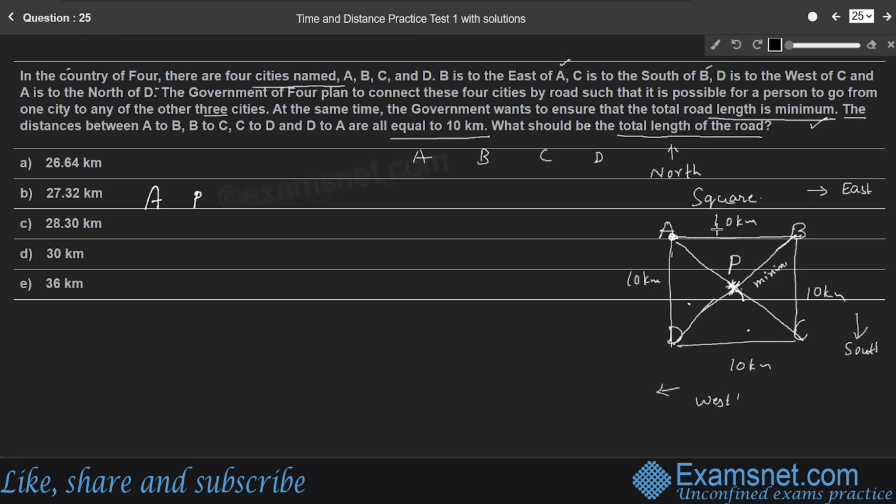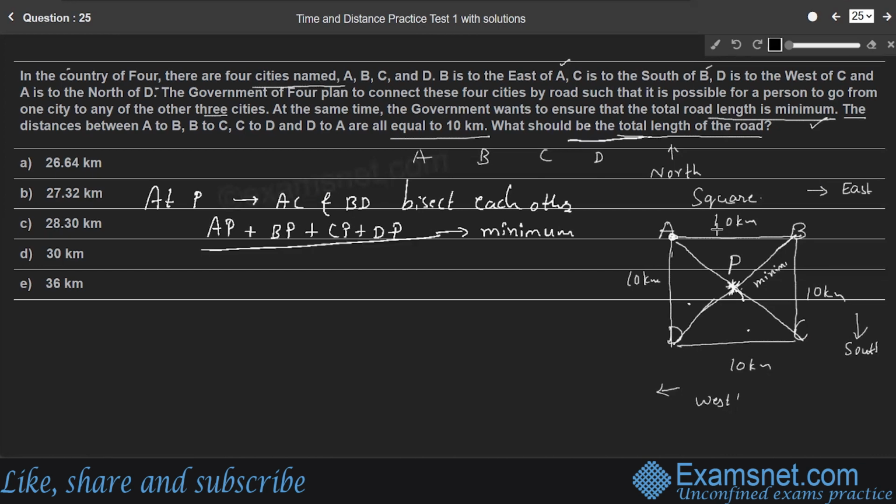At P, AC and BD bisect each other. If you consider AP, BP, CP, and DP as the road lengths, the sum AP plus BP plus CP plus DP will be minimum. This is the minimum road length, right? Therefore, we need to find what the total length of the road should be. So we need to find this value.